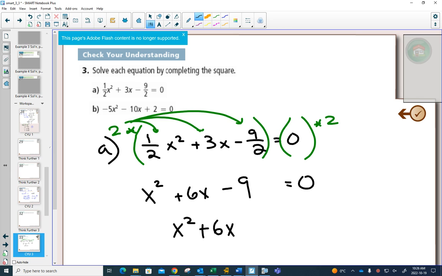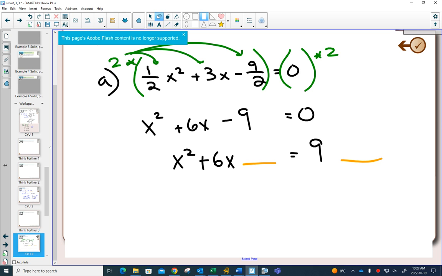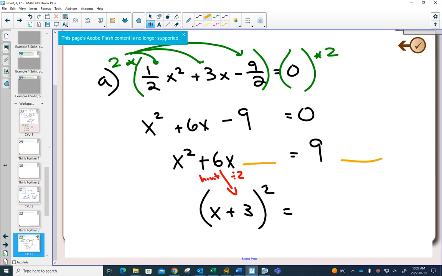The 6x is my hint. I'm going to move the 9 over to the other side to leave a space for me to complete the square. Now, you might be noticing that when I'm doing my work here, I actually do this next, right? And I say, oh, if it's x plus 6x, what would have to be in there? Plus 3, right? The hint, that always has to be half. And then we can go from there and back to that space.